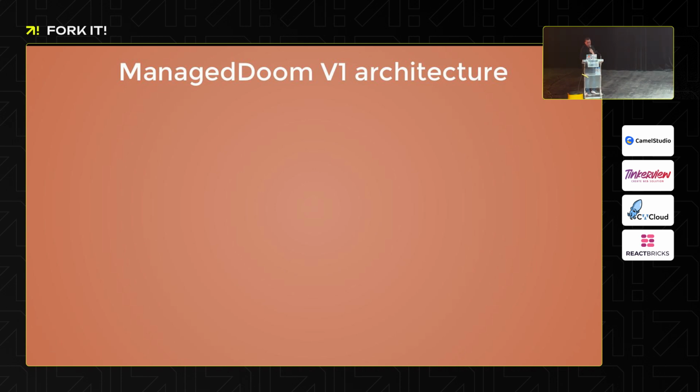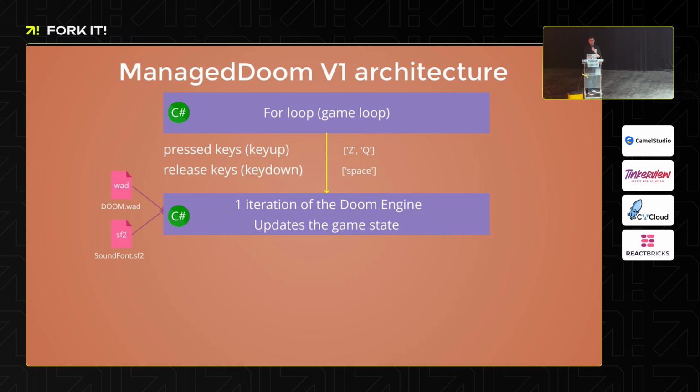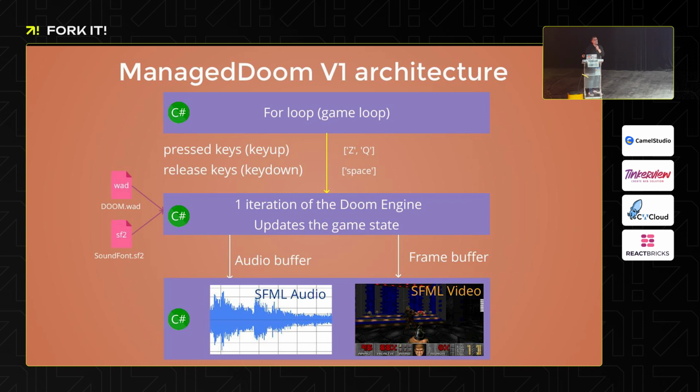So to summarize, the game that I started from, the managed DOOM architecture, has a for loop, which sends the user input into the DOOM engine, which iterates by one frame, and it has a WAD and a sound font as input to generate the sound and the audio. This DOOM engine generates a frame buffer and an audio buffer, which is then sent to SFML to be rendered on screen. And this is iterating indefinitely.